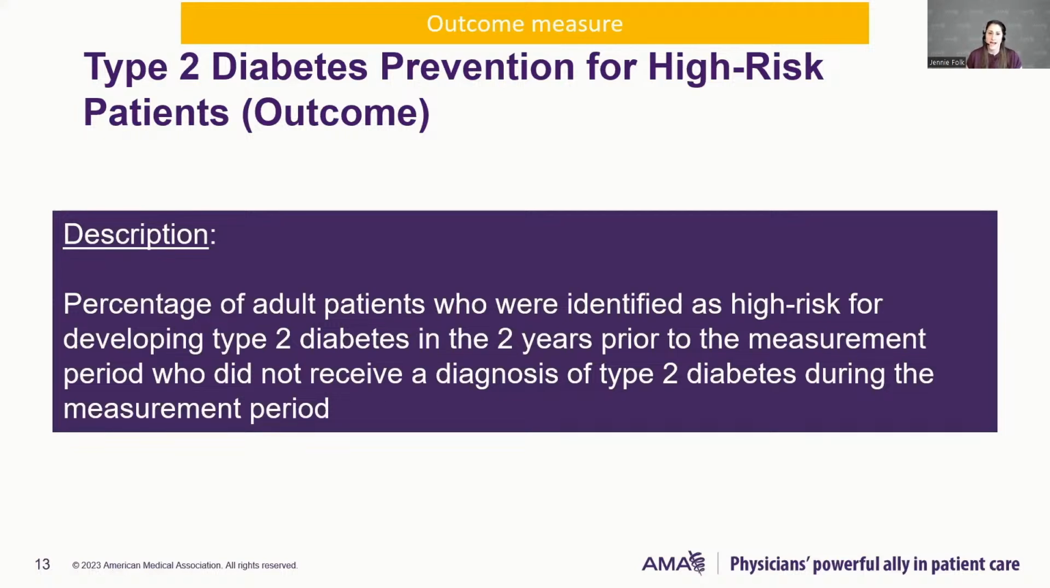And the final measure is diabetes prevention for high-risk patients. This is an outcome measure, and it is the percentage of adult patients who are identified as high risk for developing type 2 diabetes in the 2 years prior to the measurement period who did not receive a diagnosis of type 2 diabetes during the measurement period. This is essentially the percentage of patients who were at risk for developing type 2 diabetes who did not progress to diabetes during the measurement period. Similar to the other 2 measures, a higher percentage is better.